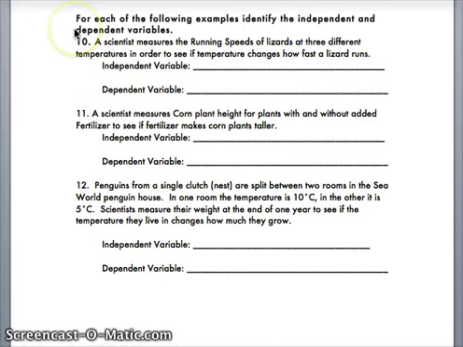For this next section, you are going to, for each of the following examples, identify the independent and dependent variable. Number 10. A scientist measures the running speeds of lizards at 3 different temperatures in order to see if the temperature changes how fast a lizard runs. Write the independent variable here. Write the dependent variable here.